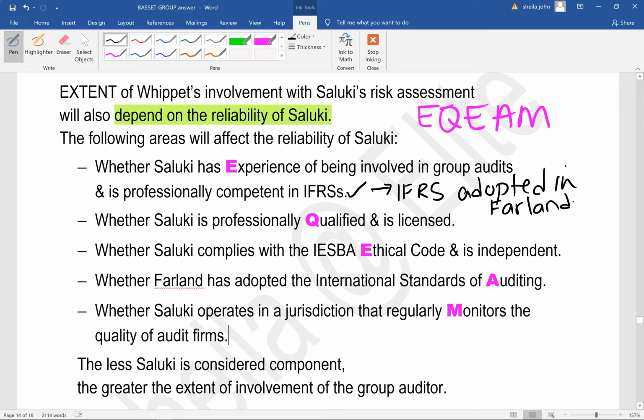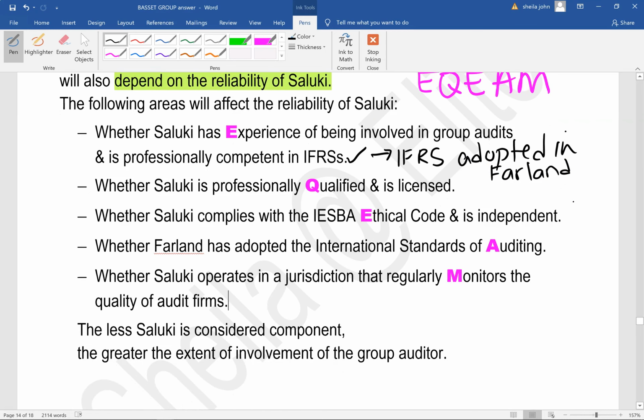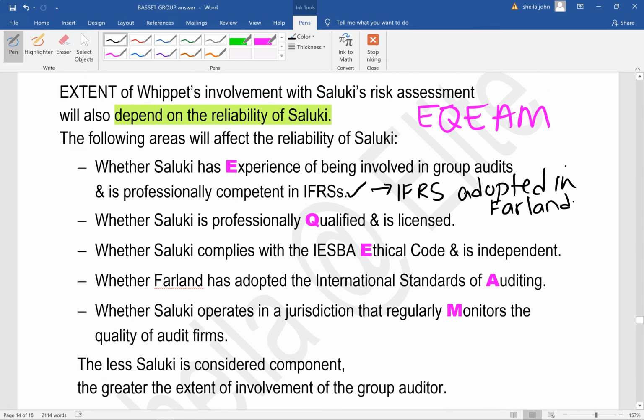Number two, whether Saluki is professionally qualified and is licensed, whether they comply with the ISPA ethical code, whether Farland has adopted the ISAs. Now, I know they've adopted the IFRSs. The question actually tells you that, but I'm not so sure about the auditing standards. And whether Saluki operates in a jurisdiction that regularly monitors the quality of the firm. So these are 5 points that you can very, very quickly put down, that you would have memorized as part of ISA 600 anyway. EQEAM is in ISA 600.